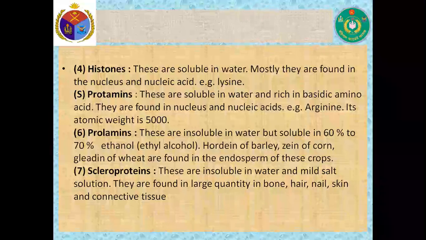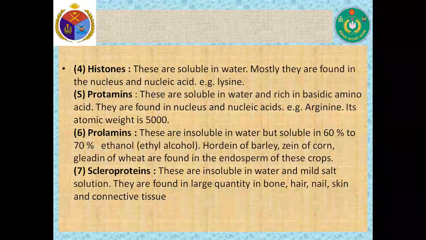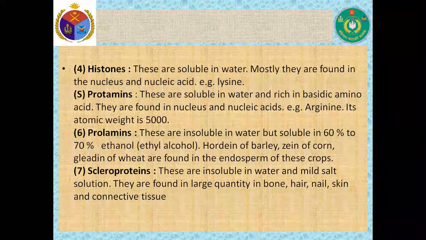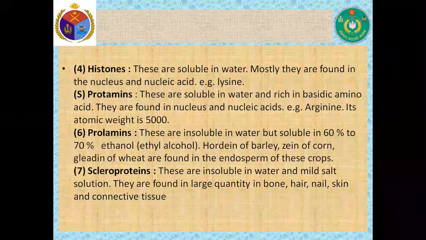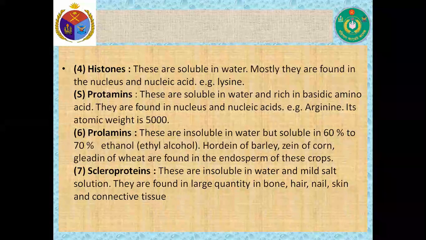Now, prolamins. These are insoluble in water but soluble in 60 to 70% ethanol, it means ethyl alcohol. Hordein in barley, zein of corn, gliadin of wheat are found in the endosperm of these crops. Now, lastly, scleroproteins. These are insoluble in water and mild salt solution. They are found in large quantity in bone, hair, nail, skin, and connective tissue.